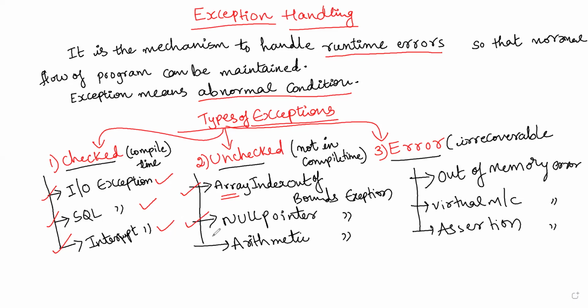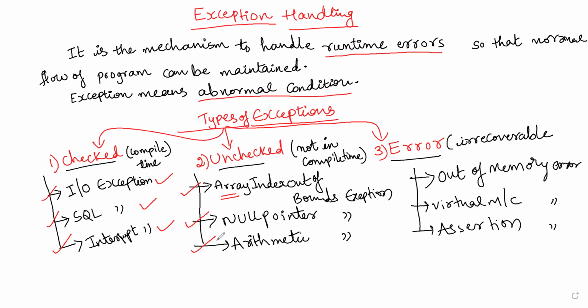This is called as null pointer exception. So when you assign something to null, and then you try to find the length, it is called a null pointer exception. So third one what we have, arithmetic exception.